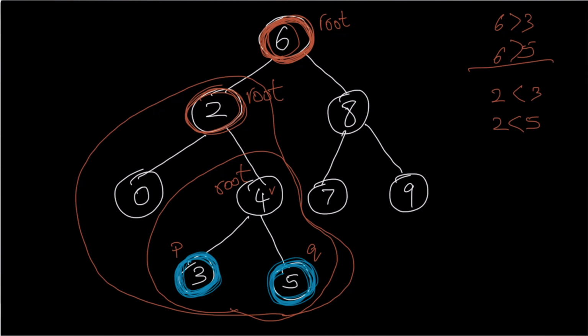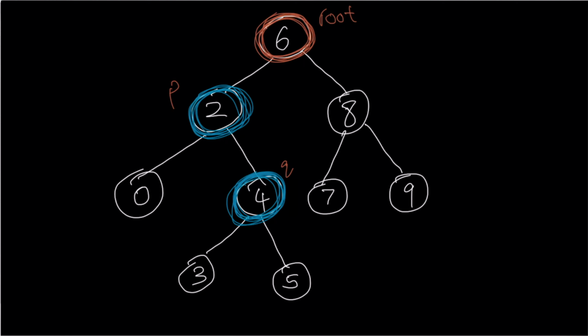Now let's see how things look with this new root. So our new root is 4. So 4 is greater than 3 and 4 is less than 5. And so because of this opposite matching, we can confidently say that 4 is the lowest common ancestor, and so this becomes our answer.